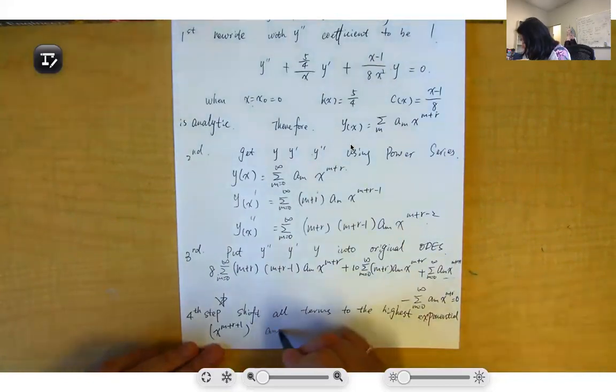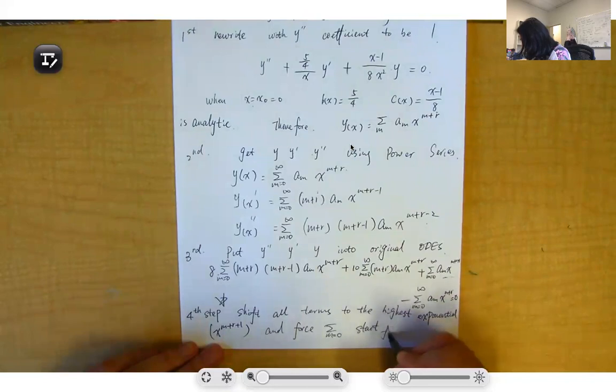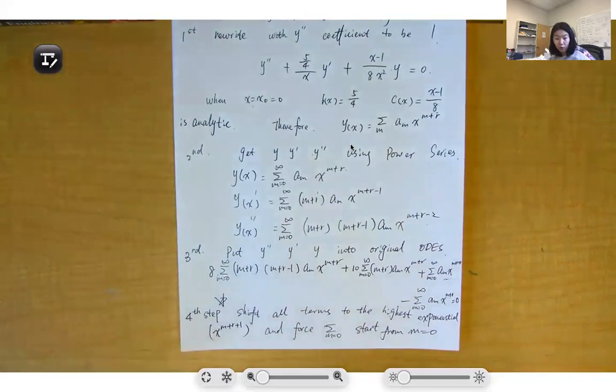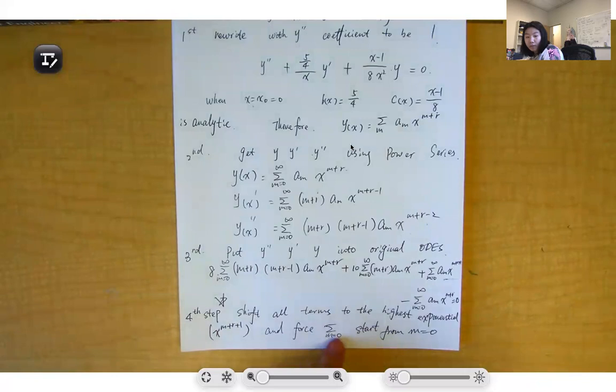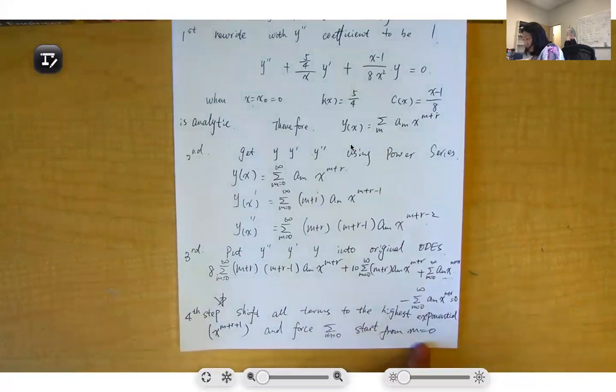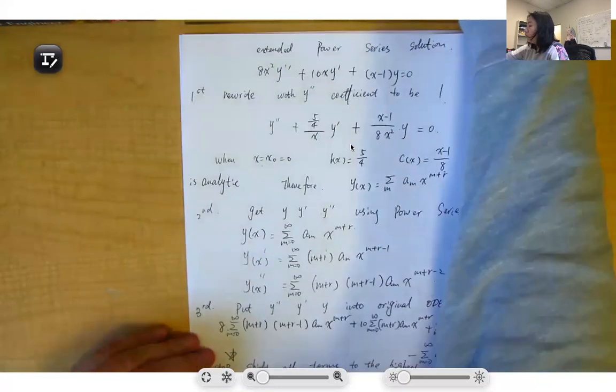First, the sum part should start from m equals 0. So shift all the terms to the highest exponent term, which in this case is x to the m plus r plus 1, and force the sum part to start from m equals 0. Then how do we do this for this case?